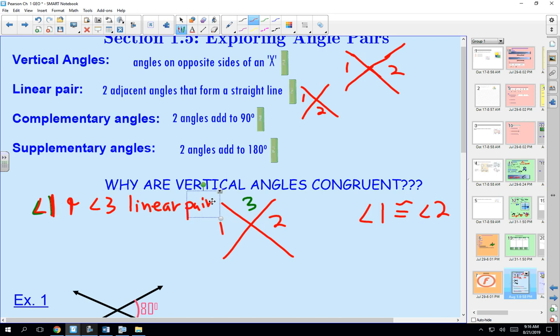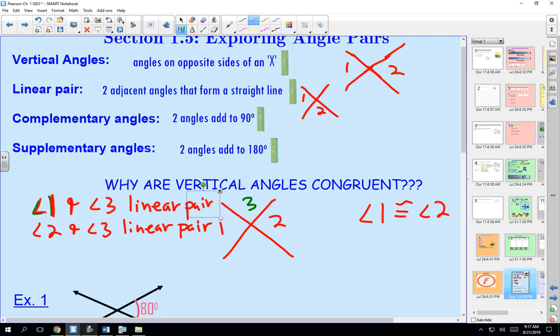Do you agree that angles 1 and 3 are a linear pair? Yeah. How do you know? Because they share a line. Would you also agree that angles 2 and 3 are a linear pair? Yes. So what does that mean? The measure of angle 1 plus the measure of angle 3 must equal, if it is a linear pair, 180. A linear pair always has the measures of the two angles add up to 180.